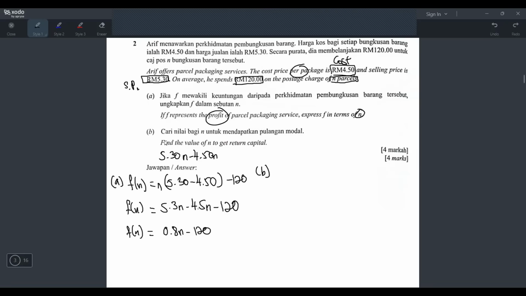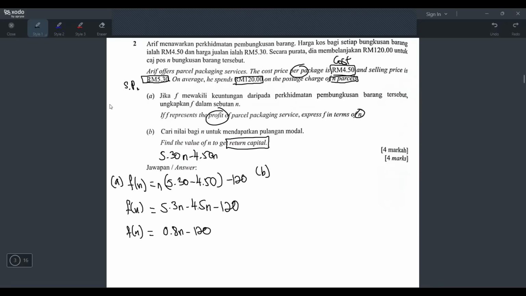Okay, let's go to B now. B says, find the value of N to get return capital. What does it mean by get return capital? It means your cost price and your selling price is the same. Because if your cost price and selling price is the same, it means you will get back your return capital. You understand?